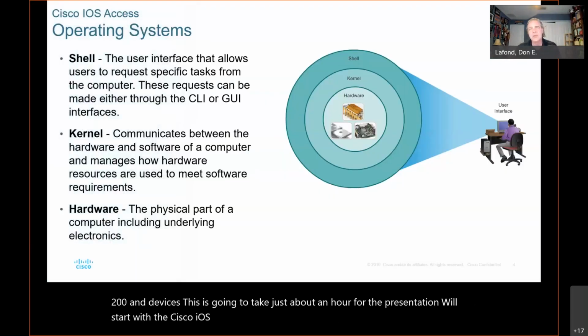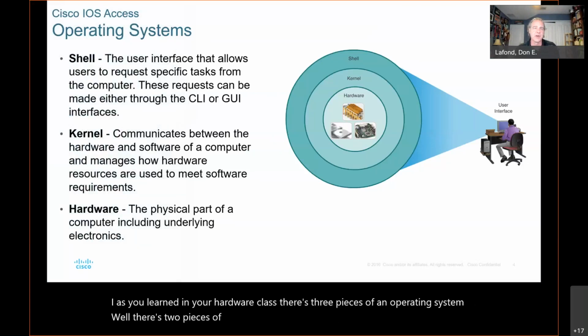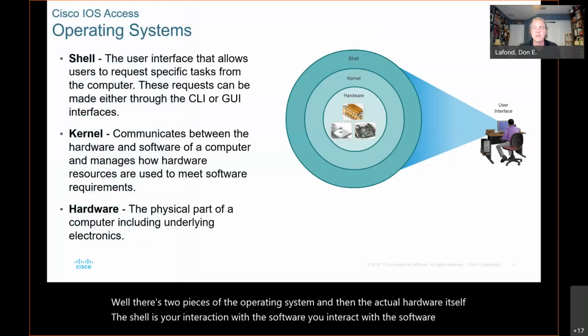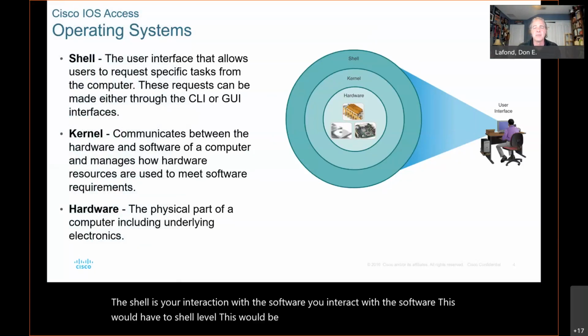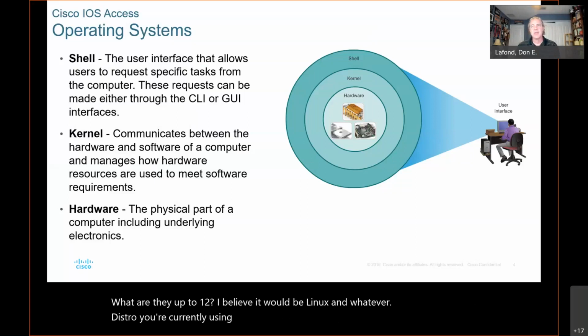As you learned in your hardware class, there are three pieces of an operating system. Well, there are two pieces of the operating system and then the actual hardware itself. The shell is your interaction with the software. At the shell level, this would be Microsoft Windows, it would be Apple, what are they up to? 12, I believe. It would be Linux and whatever distro you're currently using. That is the shell. Now, the kernel is the software that talks to the hardware.